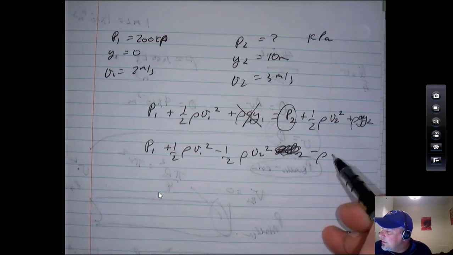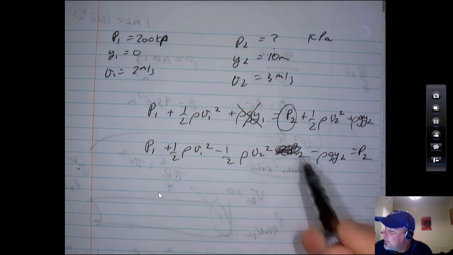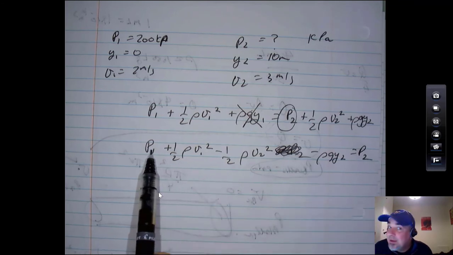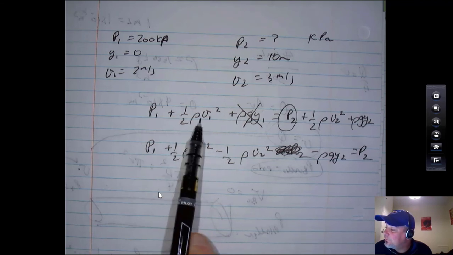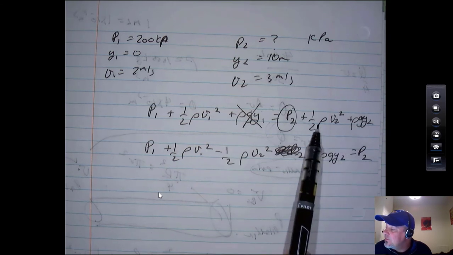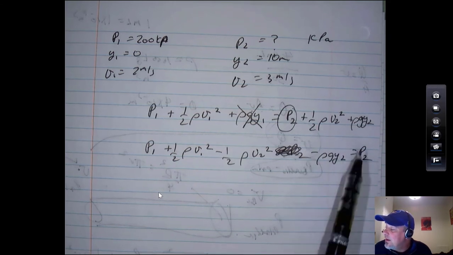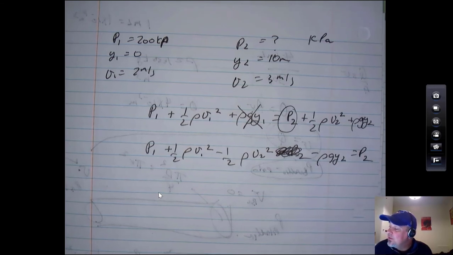Minus rho GY2 is equal to P2. Okay, make sure I did this right. P1, so pressure 1, 1/2 rho V1 squared. Okay, that's good. That term is 0. And then subtract this from both sides, 1/2 rho V2 squared, subtract rho GY2, and that gives you P2.